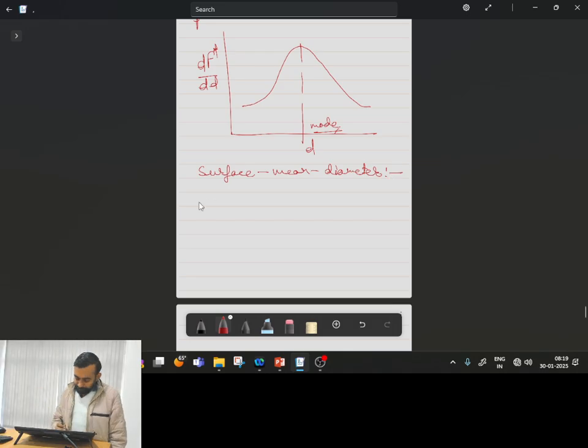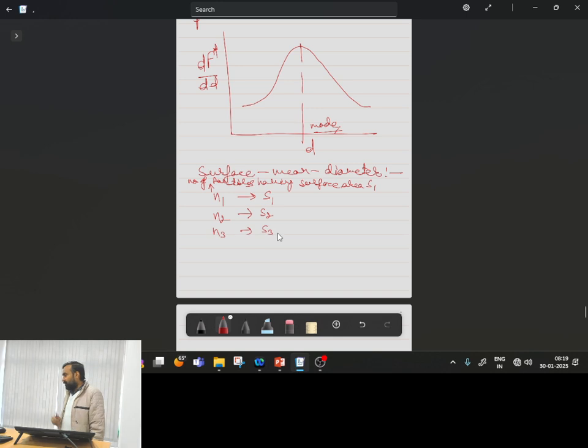We can characterize particles based on their surface area. Say I have N1 number of particles having surface area S1. N2 is the number of particles having surface area S2, N3 is the number of particles having surface area S3.